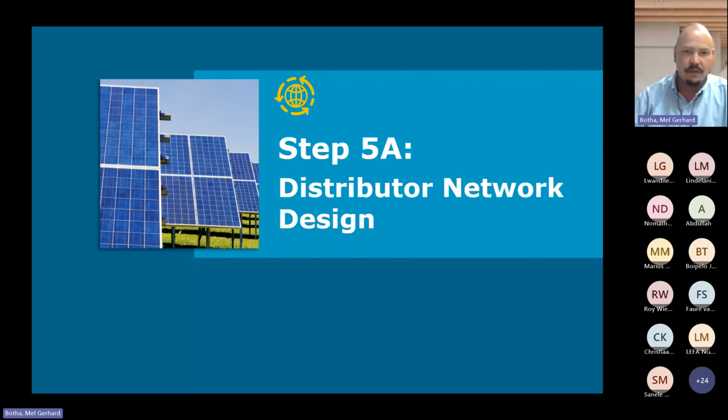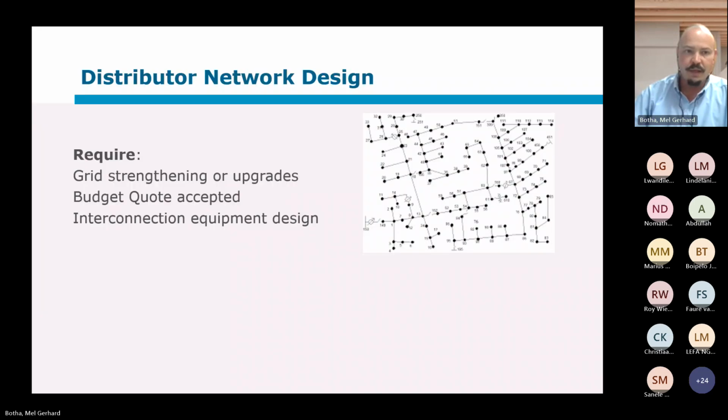Okay, so what I call 5A is the distributor network design. When do we need to do the design? Planning has identified that you require grid strengthening or upgrades, and the customer or generator has accepted the budget quote. Then you do the network design and you design the interconnection equipment.